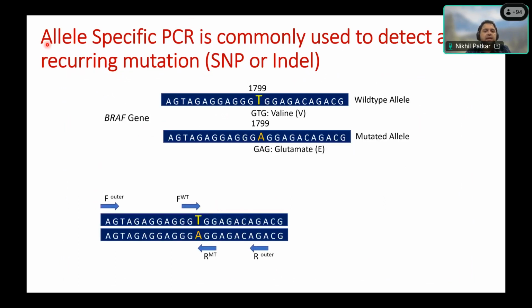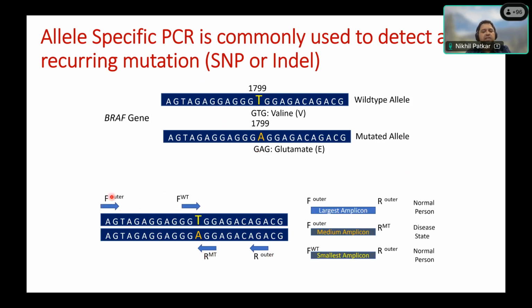So you can see here, this is a specific PCR, which is used to detect a recurrent mutation such as a SNP or an indel. There is an example of the BRAF gene, wherein at position 1799, you can see that the GTG is changed to GAG. So the wild type allele here is T, which is changed to a mutated allele, which is A. And if you want to detect this mutation, you can detect this using allele specific PCR. Here you have an outer primer, a reverse primer, and a wild type specific primer, as well as a mutation specific reverse primer. So when you do a PCR here, you can see both the outer amplicons.